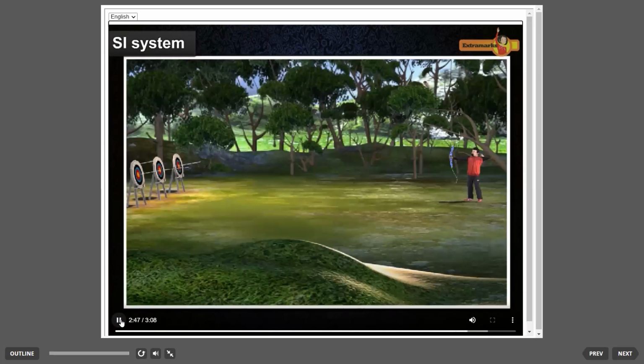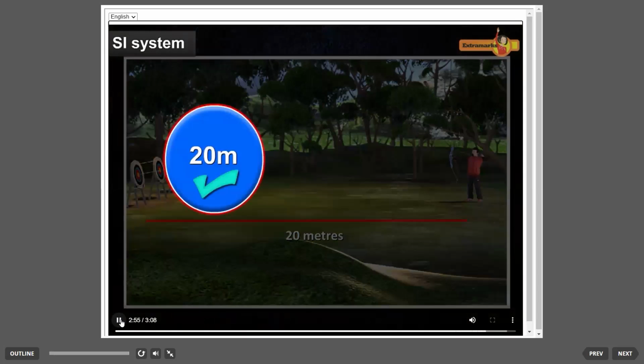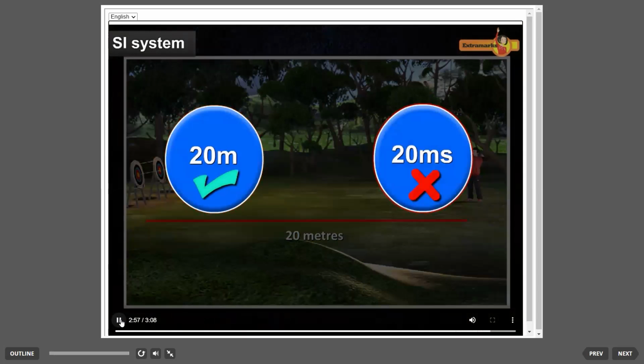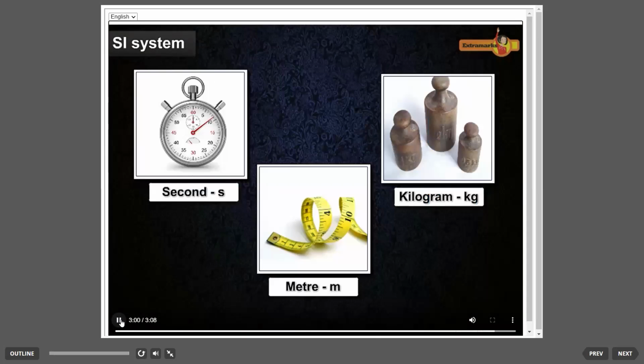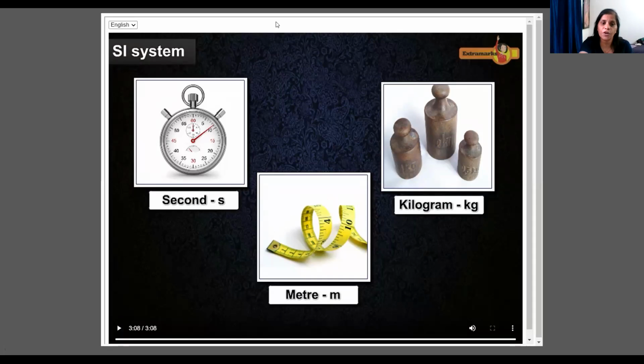Units must be written in plural only when they are used in words. For example, 20 meters must be written as 20 m and not 20 ms. Use of these standard units has brought uniformity and accuracy in the field of measurement. Okay, so are all of you clear about what the standard units of measurement are and why we are using them?